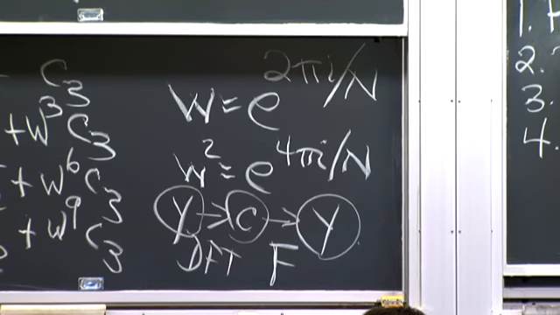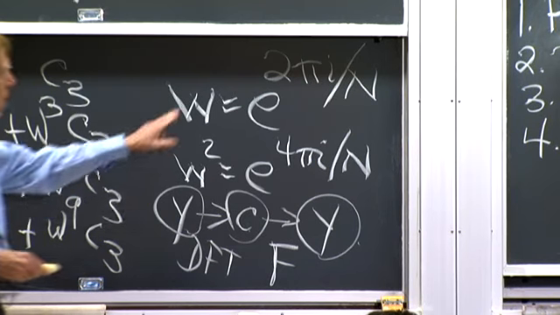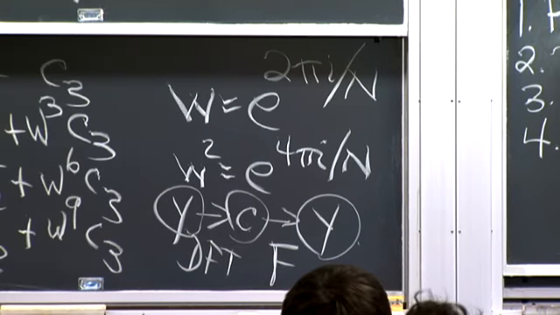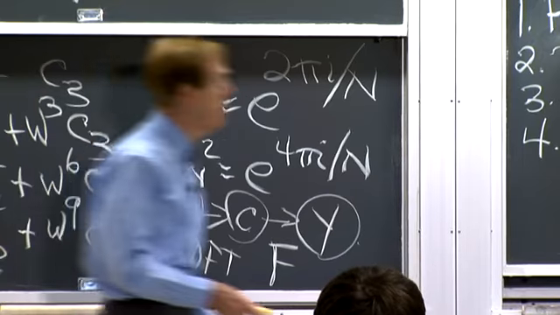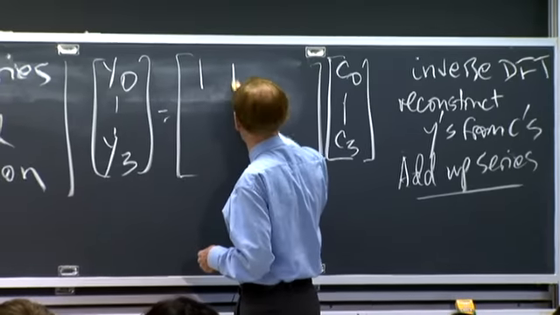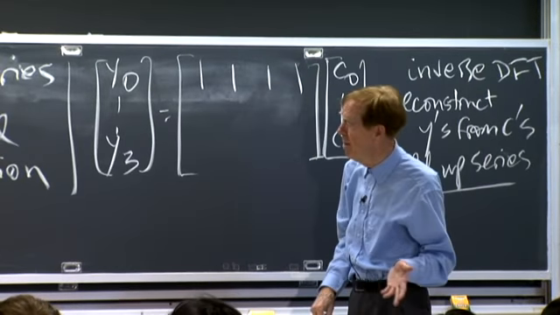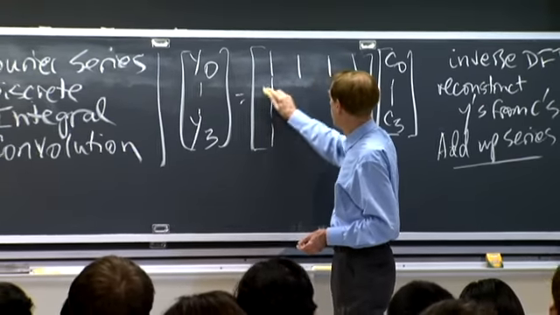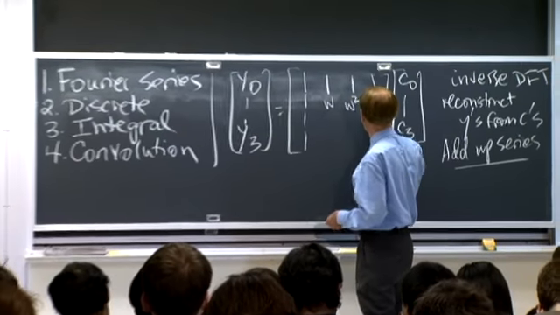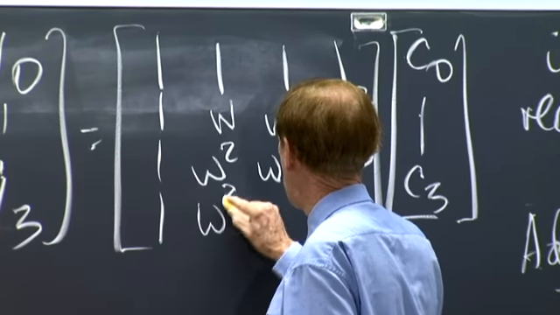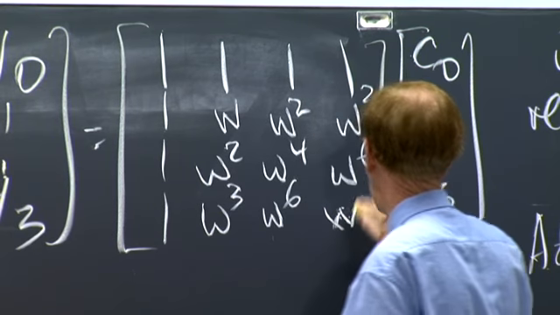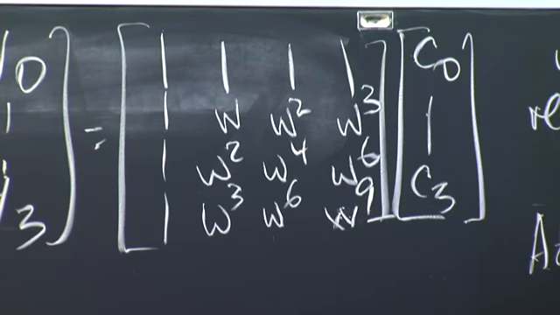So I'm going to focus on F, which is the one that involves this W guy. Okay, can you peel off from here what the matrix F is, the Fourier matrix? Its first row is all ones. Its first column is all ones. And then it's 1, W, W squared, W cubed, W squared, W^4, W^6, W cubed, W^6, and W^9. So it's made up of these powers of W, the 0, first, second, and third power, and then higher powers.